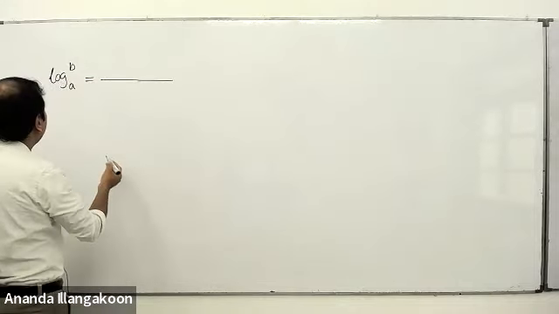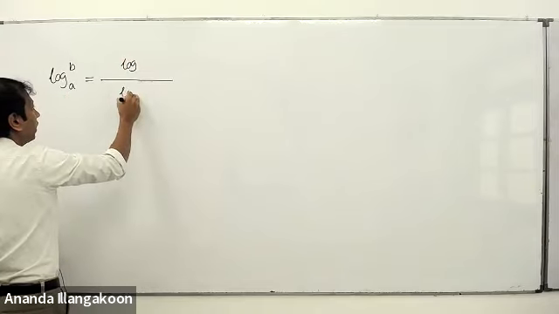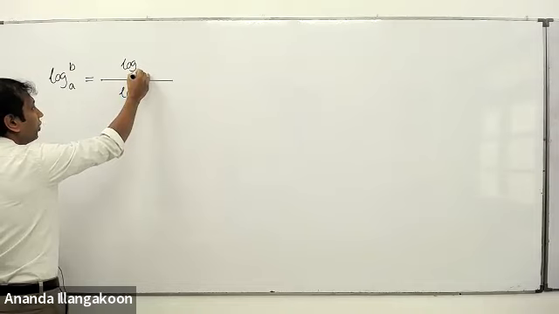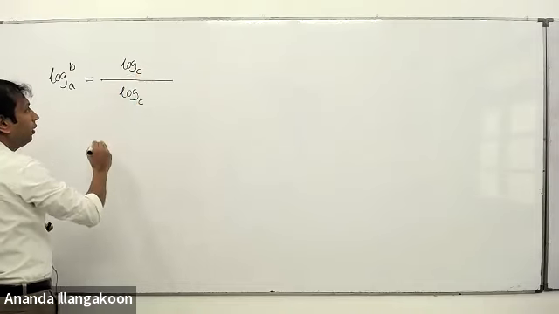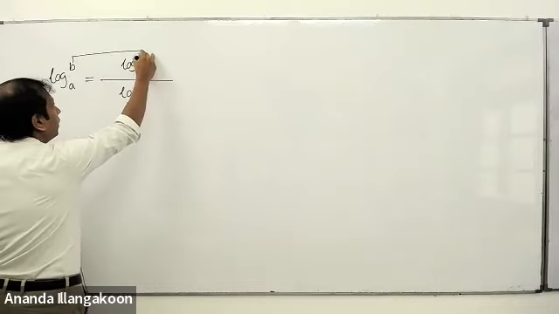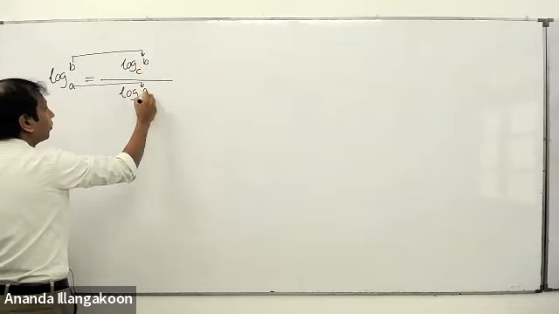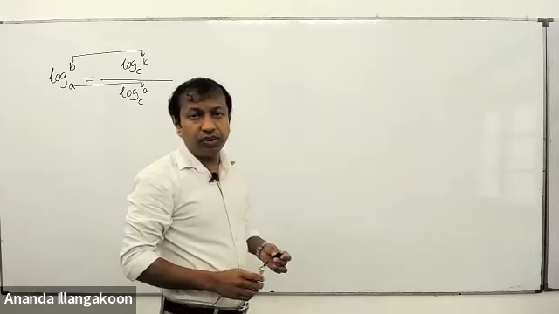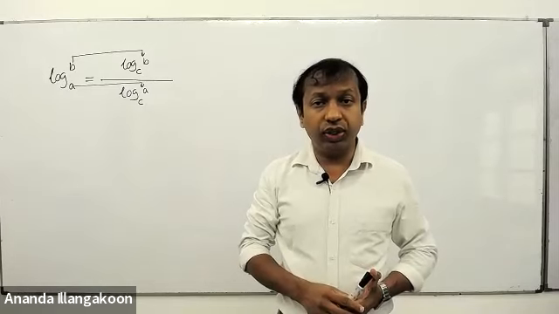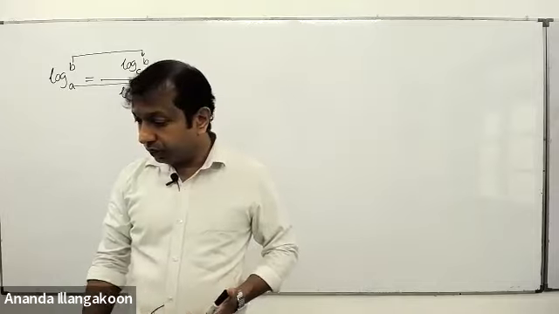Now the left hand side base is a. We said we can write this left hand side logarithmic value using a new base. Suppose the new base is c here, then this b we write here, and this a we write here. This way we can write this left hand side logarithmic expression using another new base c. This formula we proved.